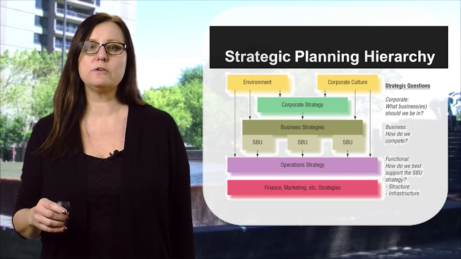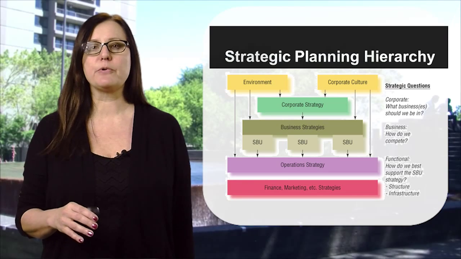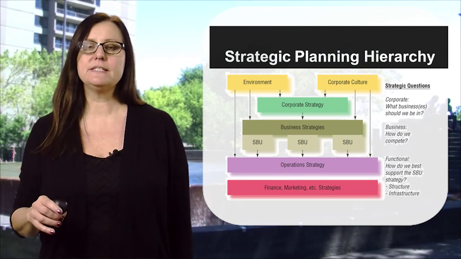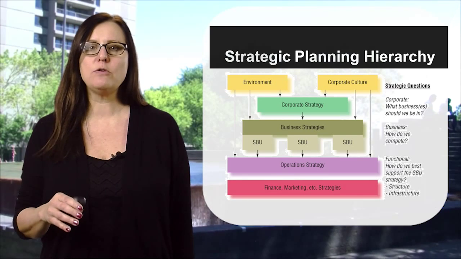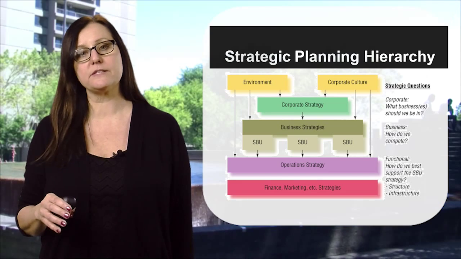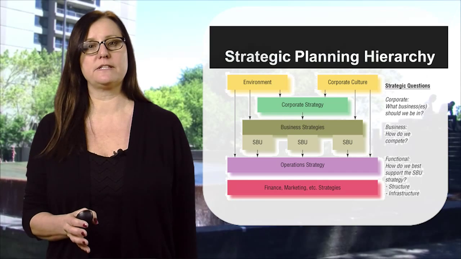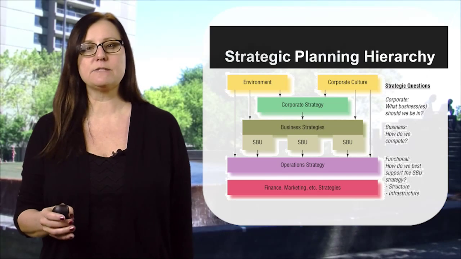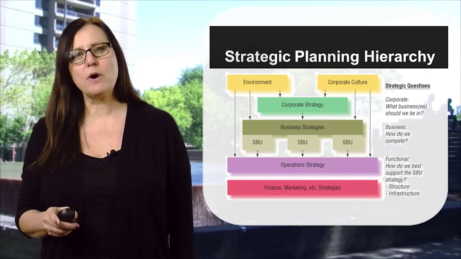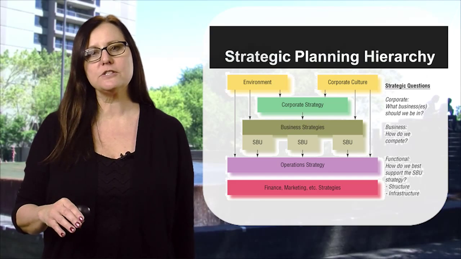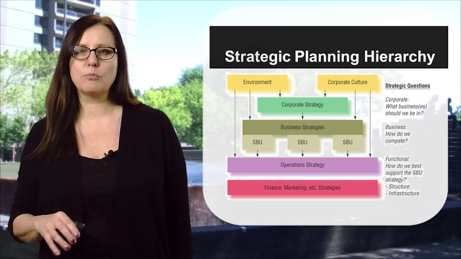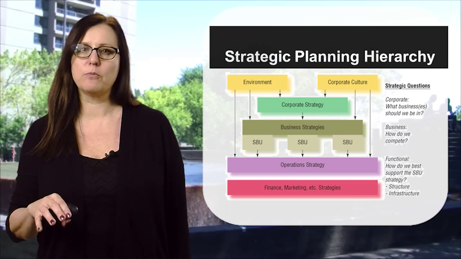Now supporting those SBUs are operations strategies. These are functional now. How do we best support the SBU and their strategy? And then there are other functions that support that: finance and marketing strategies. Now I want to make note here that functions are different than processes. The process is how we do that work.